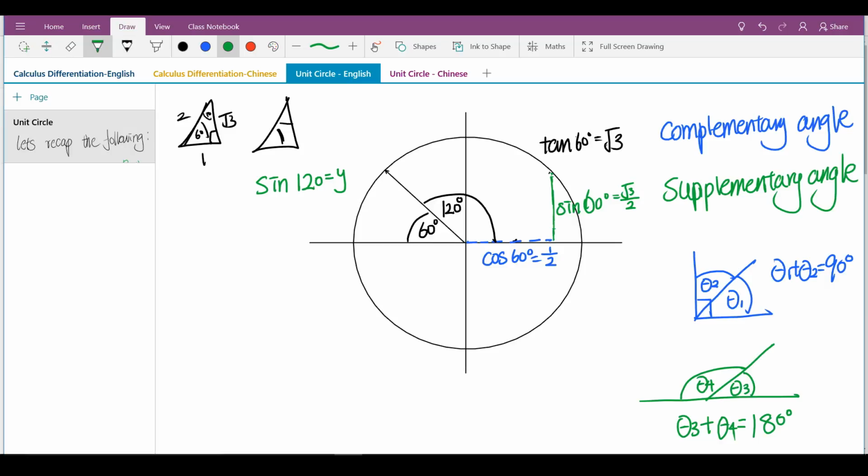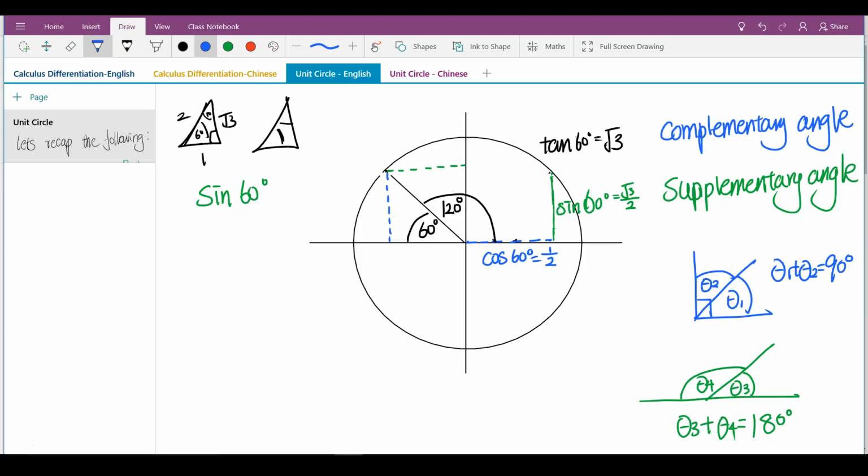So therefore, when we do the supplementary angle, sine 60, we are still looking for the y value of this point. Now the blue line represents the x value. So sine 120 and sine 60 actually both share the same y value.